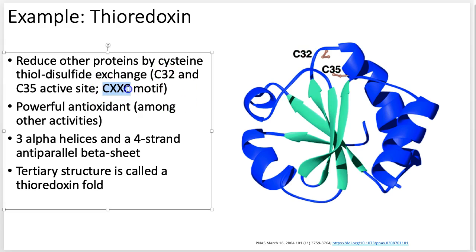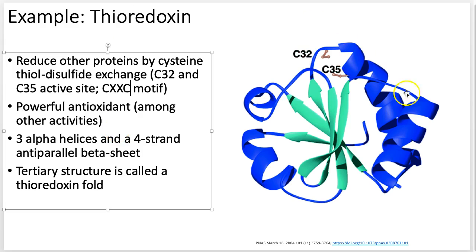Usually with the CXXC motif, that's not super relevant. It just happens to be that you would have a cysteine, then 2 random amino acids, and then another cysteine. And so they just like to do that. It's an antioxidant for, among other things, it's reducing thiol groups, and that can be good.